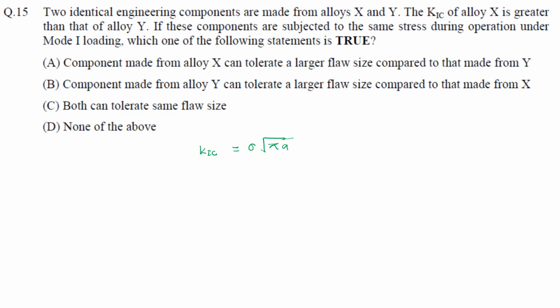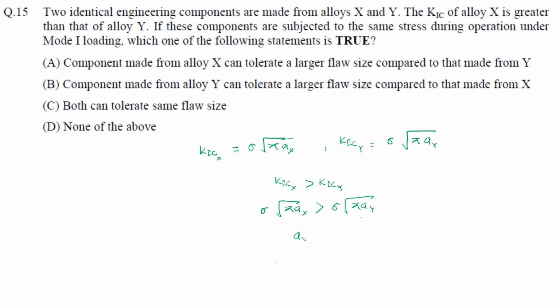So this will be A for X alloy. Now KIC for Y alloy, we'll write sigma root pi AY. And here it is given KIC of X is greater than KIC of Y. That means sigma root under pi AX is greater than sigma root under pi AY.